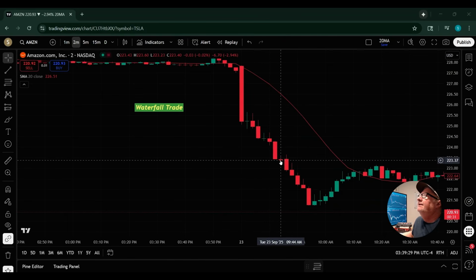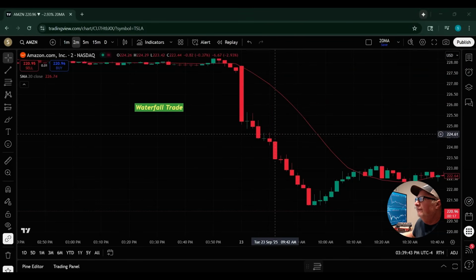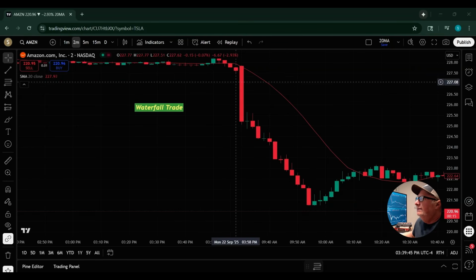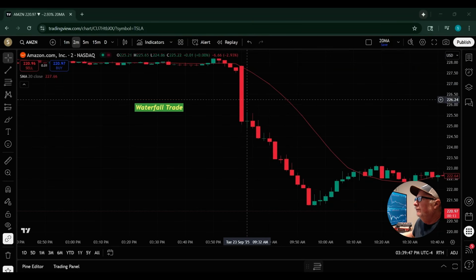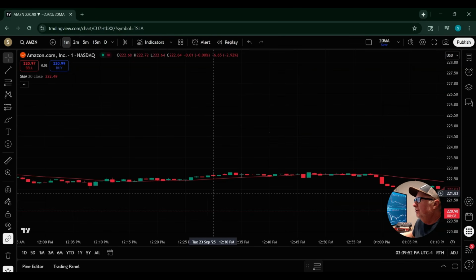Again, this is the kind of trade that happens around earnings, around news announcements quite a bit. It could be an FOMC statement, a Trump tweet. It could be a variety of things that causes this kind of fall off. When this happens and I see this waterfall happening, I switch to a 1-minute chart.